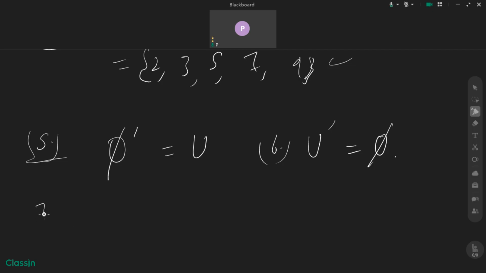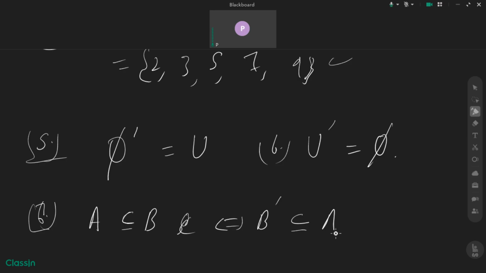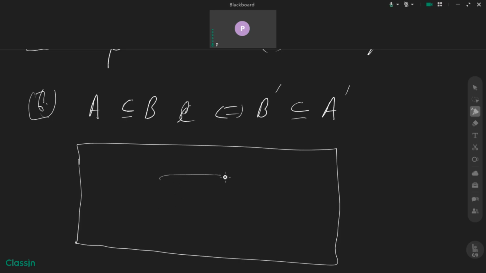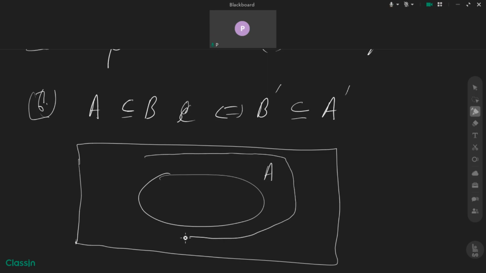Now, the seventh property. If A is a subset or equal to B, then it implies, if and only if, that B complement will be a subset or equal to A complement. Let us check it. Let us take A is a subset of B. For example, it's A and A is a subset of B. So outside, we have B. So it is B. So A is a subset of B.